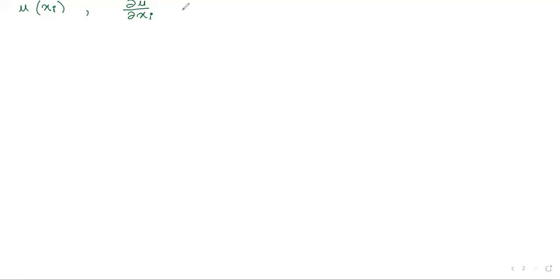Okay. Now, if we change the coordinate system from the unprimed frame to the primed frame, how will the components of the gradient change? That is, what is the relation between ∂u/∂xi and ∂u/∂xi prime? What is the relation between these two? This is what we want to find out.